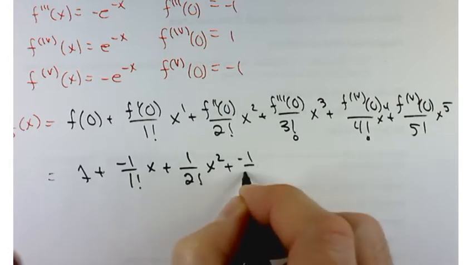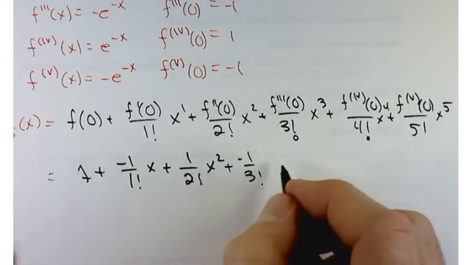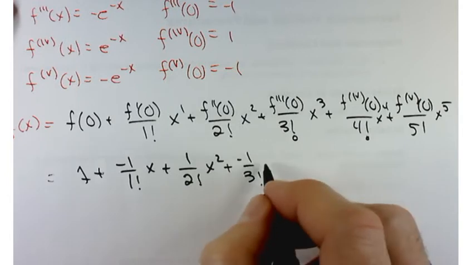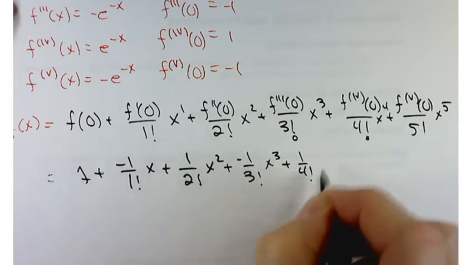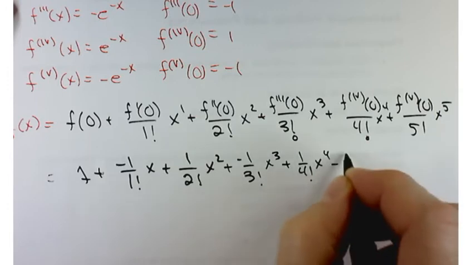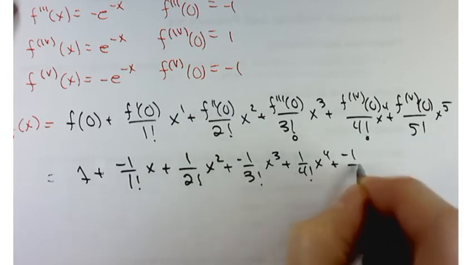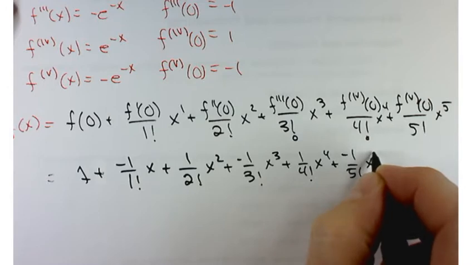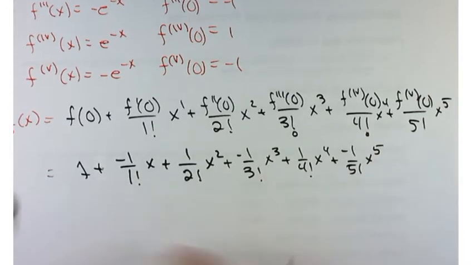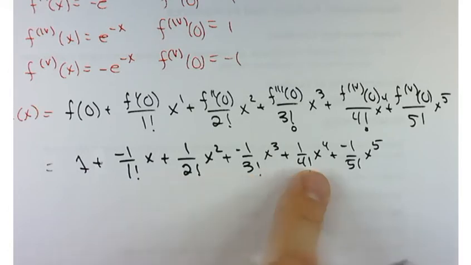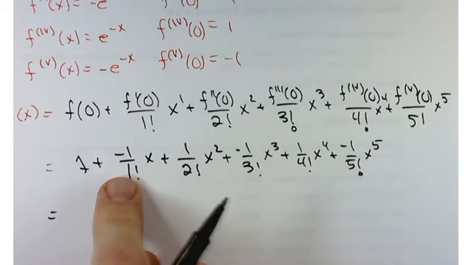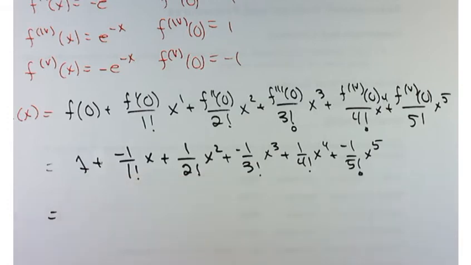Plus negative 1 over 3 factorial times x cubed plus 1 over 4 factorial times x to the 4th minus or plus negative 1 over 5 factorial times x to the 5th. Now, depending on your need, you can expand these and write it as 2, 6, 24, 120, etc. Sometimes it's handier to keep it as a factorial so that you can see patterns in your expansion.